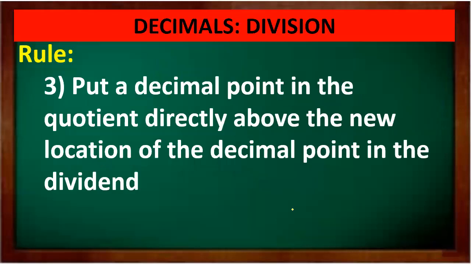And our third rule is put a decimal point in the quotient directly above the new location of the decimal point in the dividend. So, ang third rule natin is still, if we have 3.75, meron tayong 0.25. The first rule is you move 2 decimal places to the right to make our divisor a whole number. Ang second rule is you have to move the same number of places as doon sa na-move natin sa divisor. So, ito namang dividend, i-move din natin ng 2 places to the right ang decimal point.